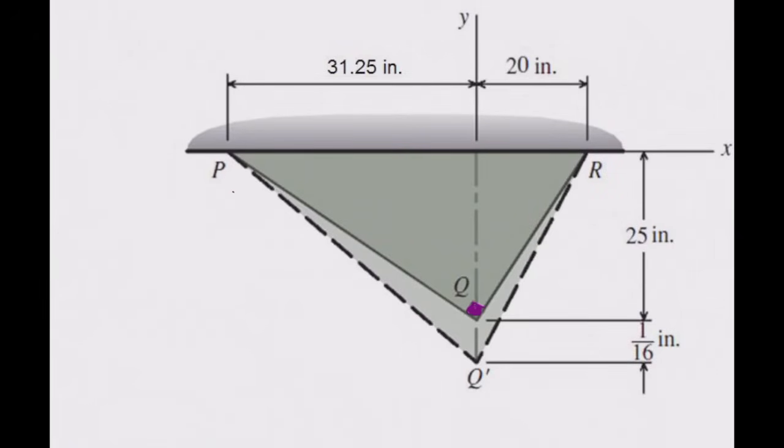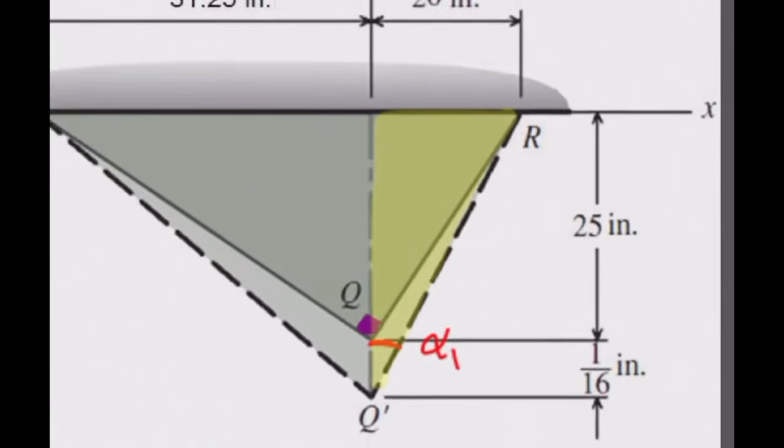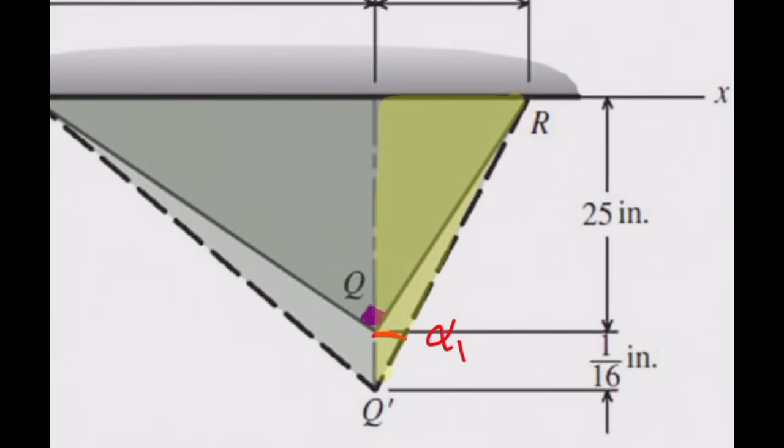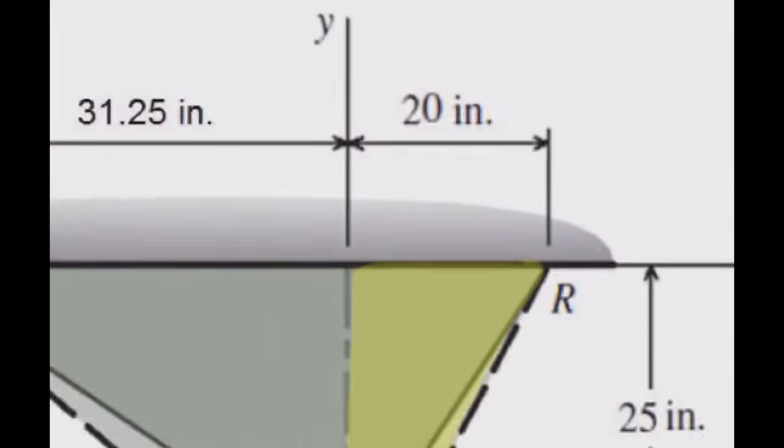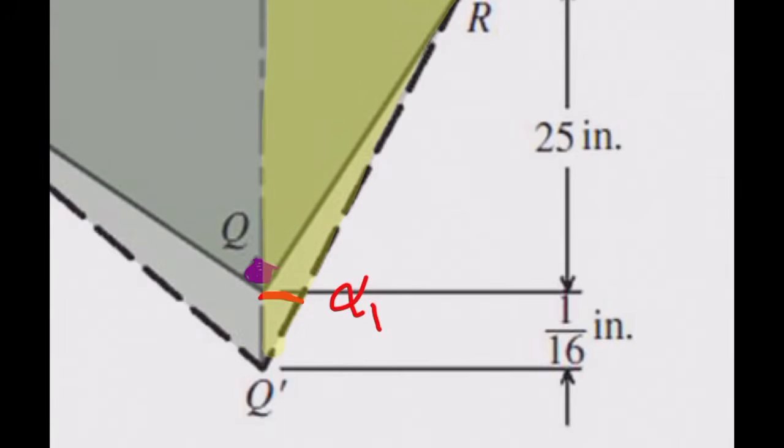How much is the angle after applying the load in the dashed element, in the deformed element? We can determine that. Let's consider the right triangle. Can we determine how much is alpha 1 in this triangle? Yes, we can. Tangent of alpha 1 in this case is the front edge, which is 20 inch, divided by the side edge, which is 25 inch and 1/16. So we can determine how much is alpha 1.